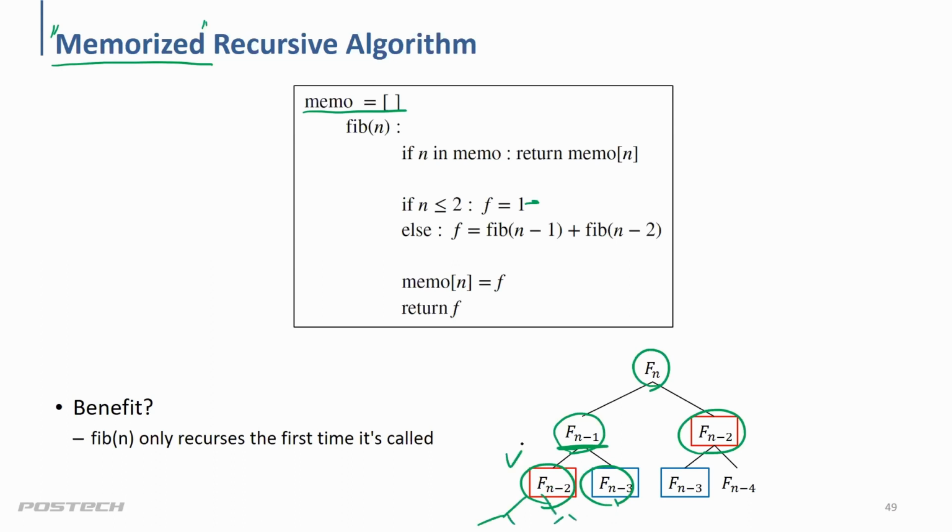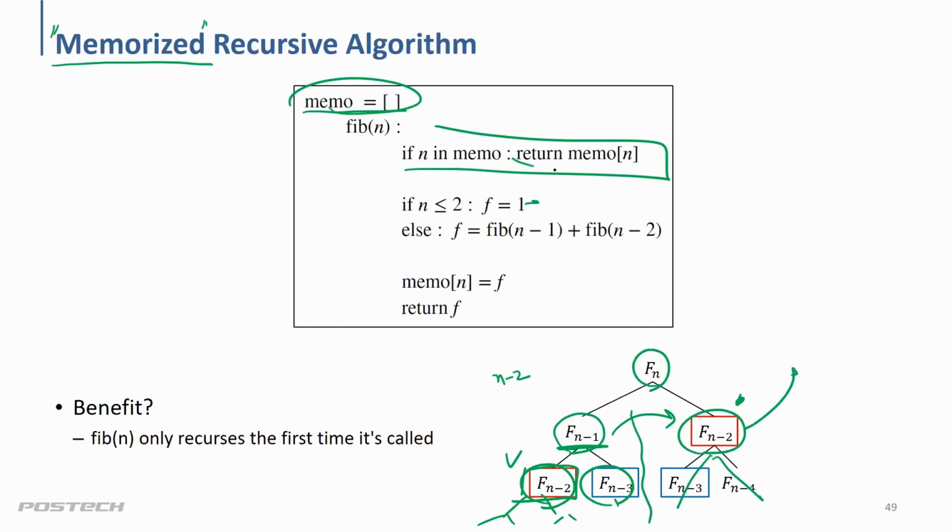So I already computed. Once I'm done with this part, probably I'm going to move on to the right side, and I'm about to compute this guy, but I know that because I put everything in the memo, since I already computed and put n-2 in my memory, I don't need to go down. I just return the computed values.